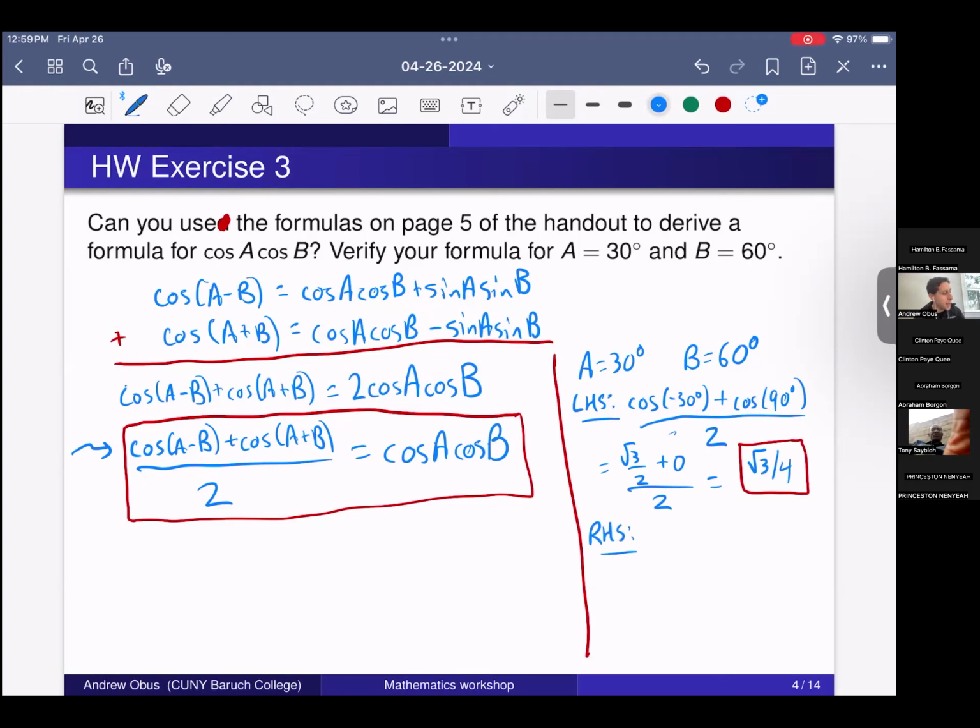Okay, so that's the left-hand side. And then the right-hand side is just cosine A cosine B, right? So it's just cosine 30 degrees, cosine 60 degrees. Cosine 30 degrees is square root of 3 over 2. Cosine of 60 degrees is 1/2. And again, that's equal to square root of 3 over 4.